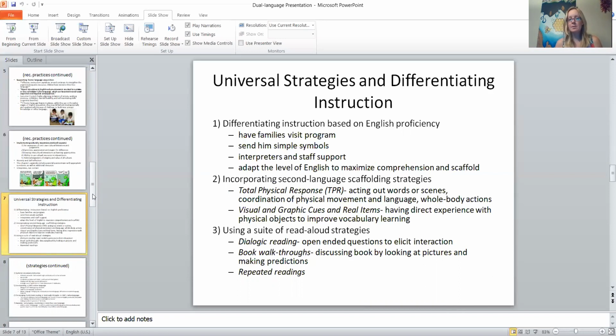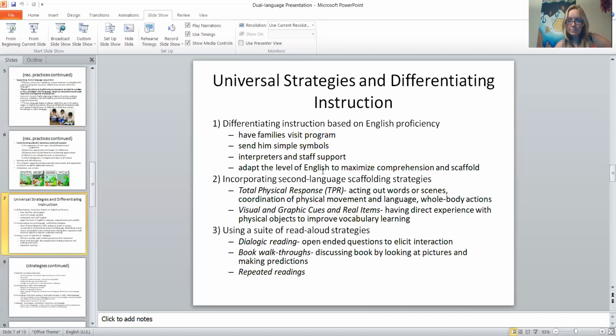So that starts also, like we said, having the families visit the programs, having that connection with the family. So that I accidentally put send him simple symbols. I meant to say send home simple symbols that you'll be using throughout the day. Symbols that they need to know that can be translated in their home language as well. That can include interpreters and having bilingual staff to support you. It also is adapting the level of English that the teachers are using to maximize comprehension and to help scaffold for the children.